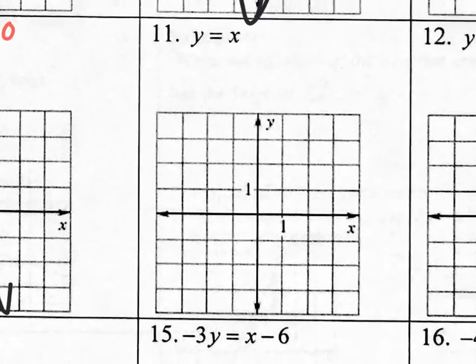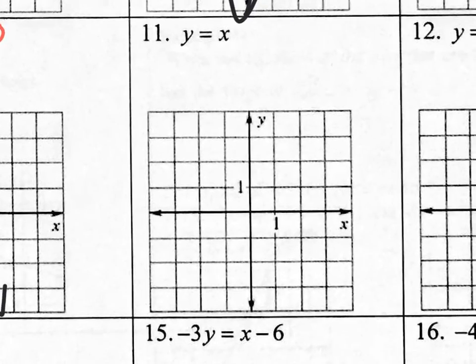Number 11, so easy you might get confused. What's the b value on number 11? 0. Crosses at the origin. What do I do from that point? That's right. The slope is the number in front of x, which is 1 over 1. So you're simply going to be going up 1 over 1, up 1 over 1, up 1 over 1. And you could use that same slope pattern backwards to make the line as long as you want.